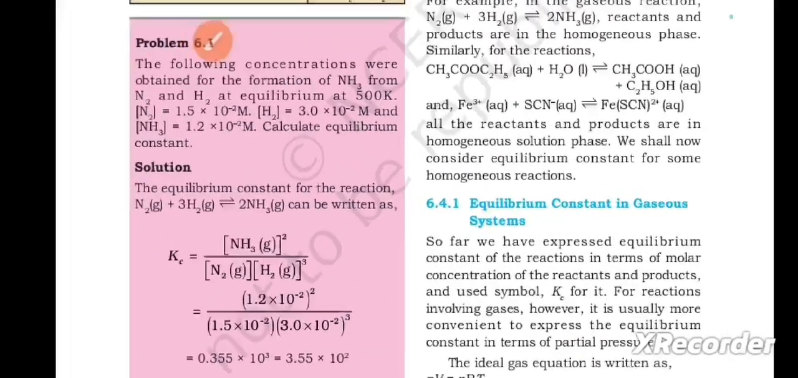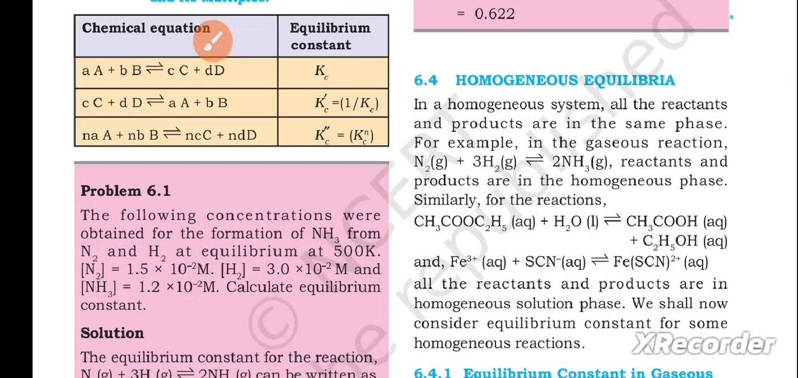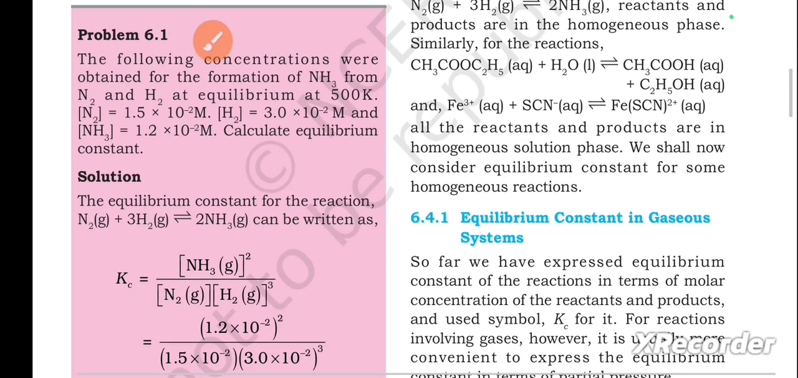Next, homogeneous equilibria. In a homogeneous system, all the reactants and products are in the same phase. For example, in the gaseous reaction N2 plus 3H2 gives 2NH3, reactants and products are in the homogeneous phase. Similarly, for the reactions given below, all the reactants and products are in homogeneous solution phase.